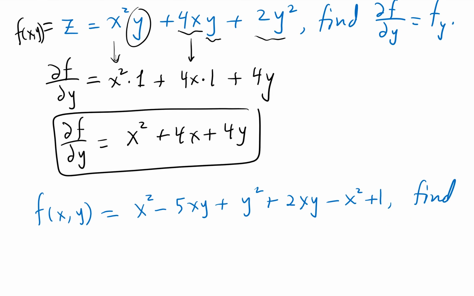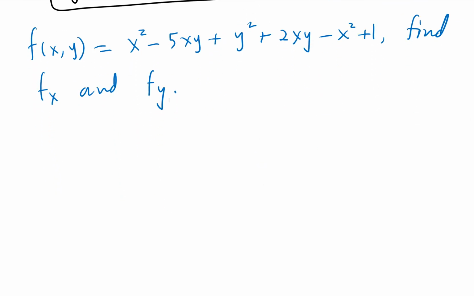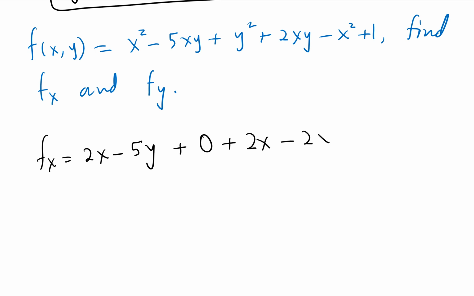So for this example, find f sub x and f sub y. So to find fx, we find the derivative of x squared, 2x, minus derivative of 5x is 5, and we keep the y. Derivative of y squared is 0. Derivative of 2xy is 2x. Derivative of x squared, 2x, plus 0. So let's see what we get. These cancel, so we get 2x minus 5y.